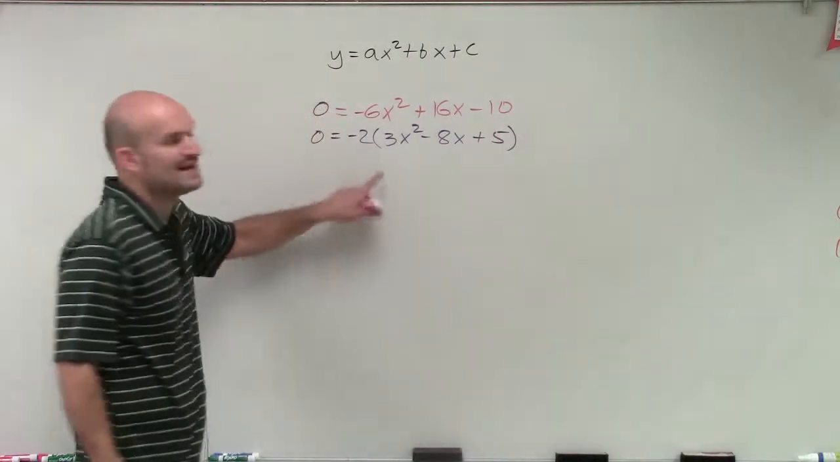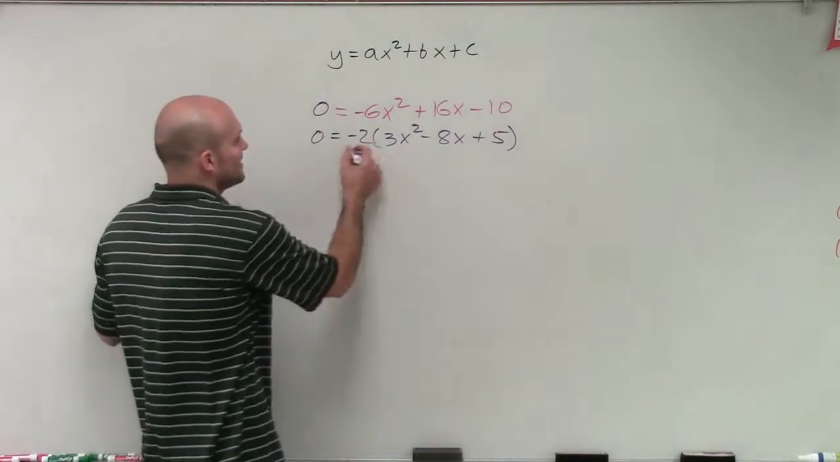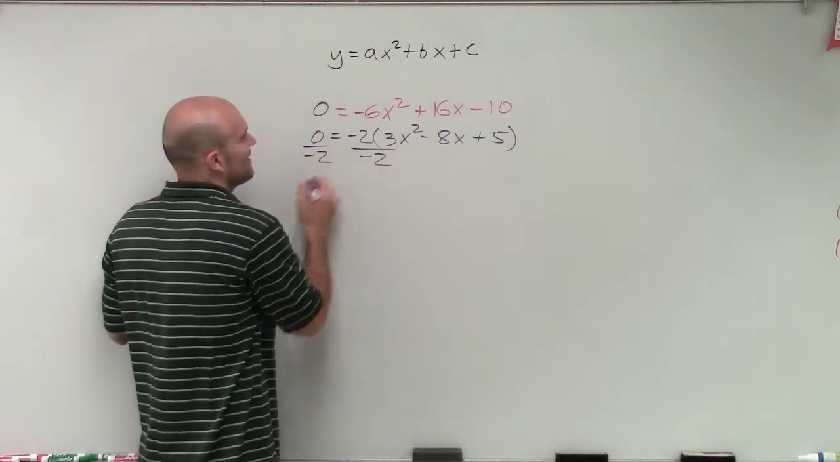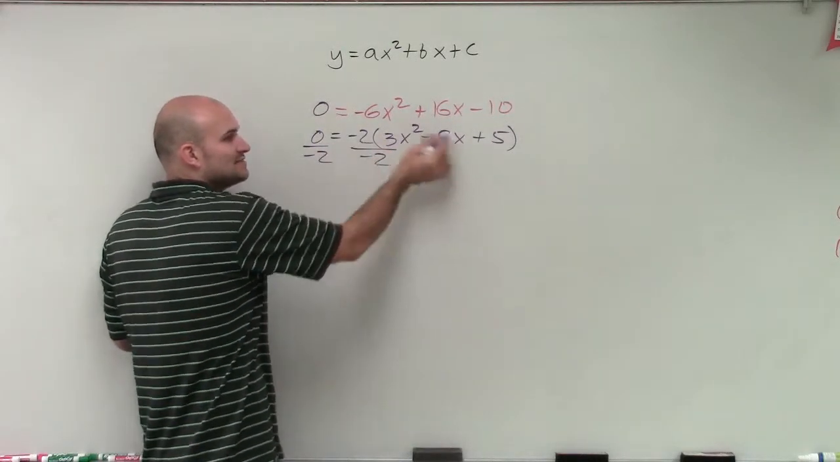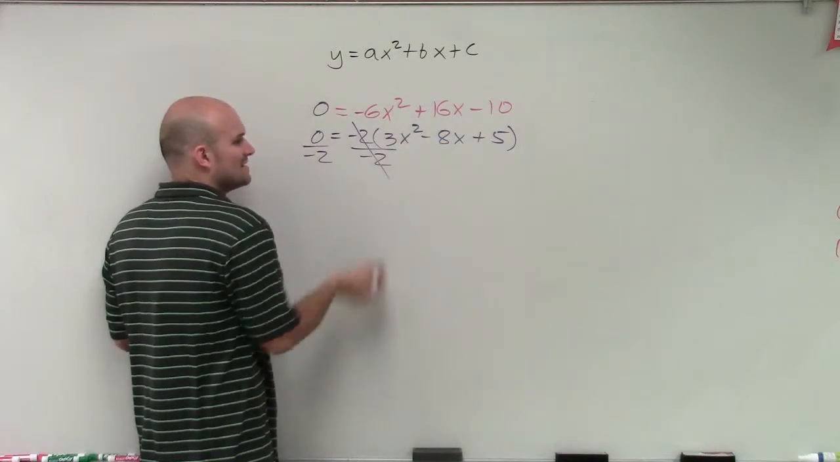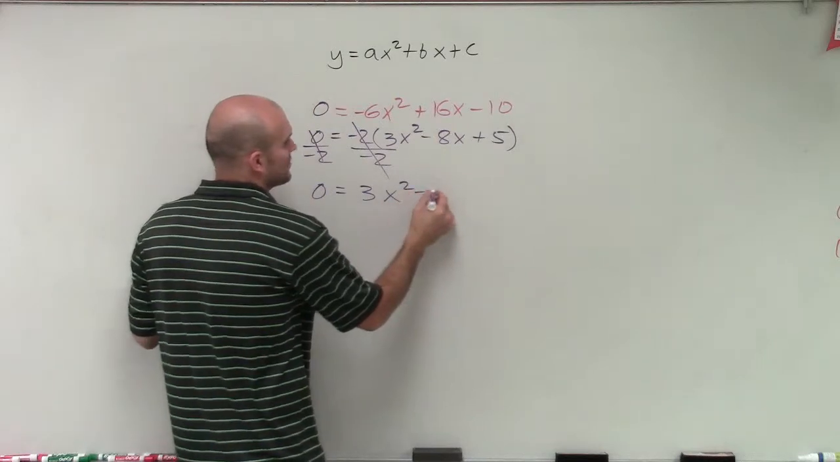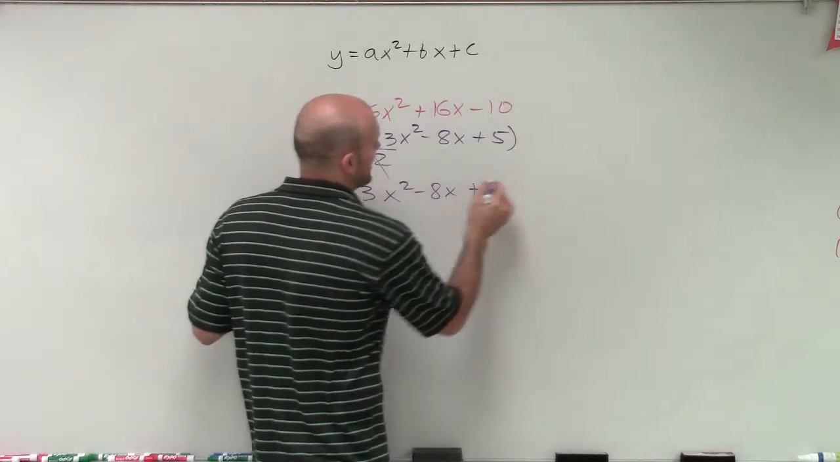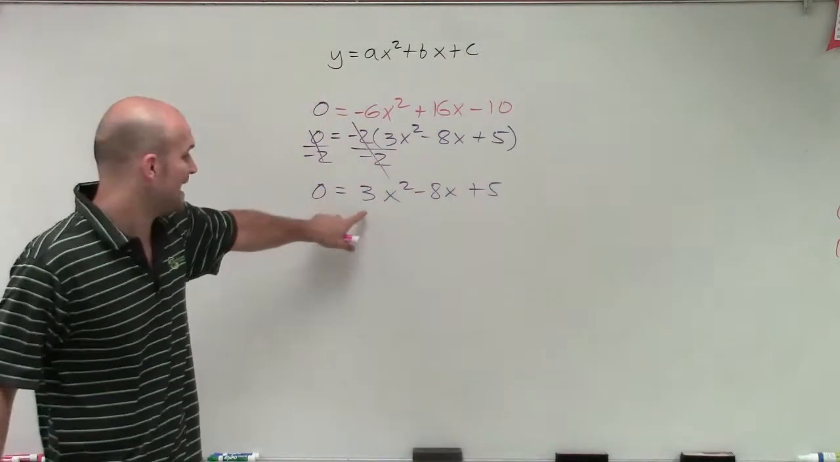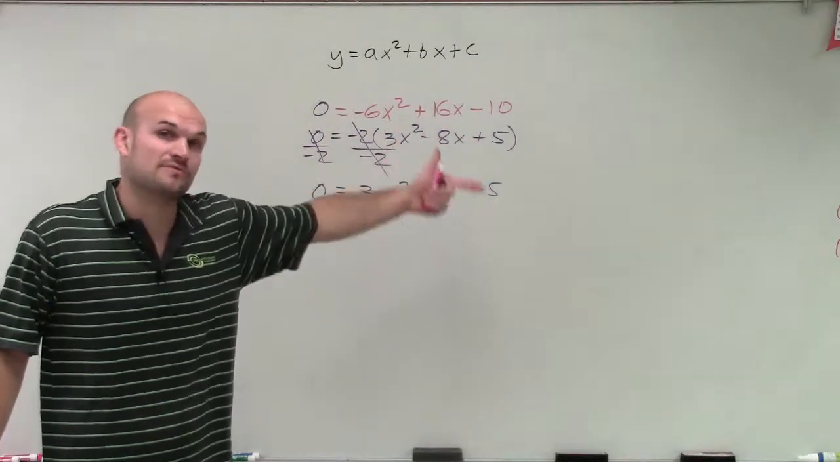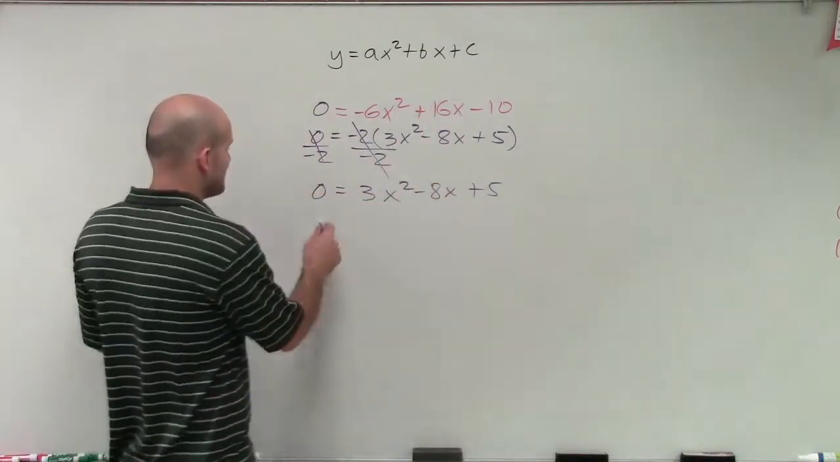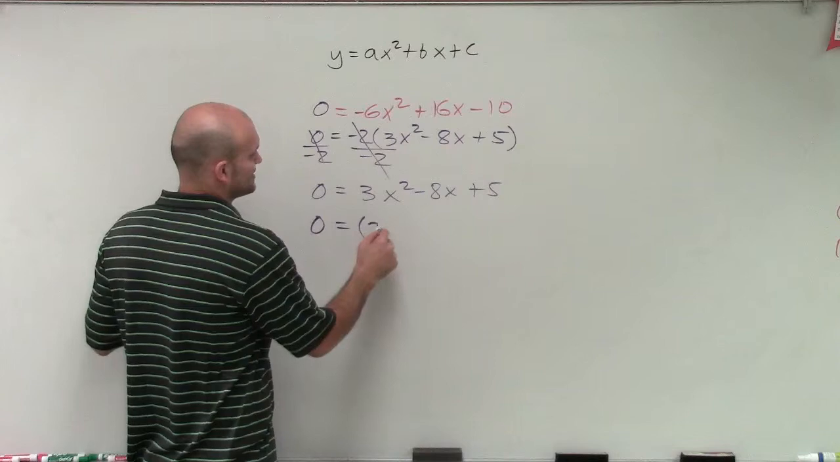All right, now this -2 is not going to affect our solution because we can actually just divide it out by dividing by -2 on both sides. Since the -2 is multiplied by my expression, that divides the 1, that divides the 0. So now I have an expression 3x squared minus 8x plus 5. Now, since my a can only be the two factors of 3x times x, I'm going to factor this by using some guess and check method.